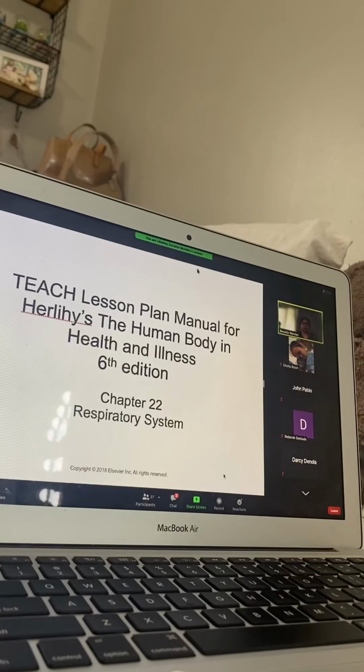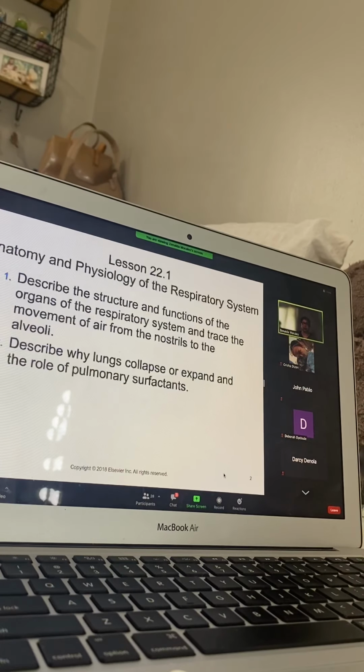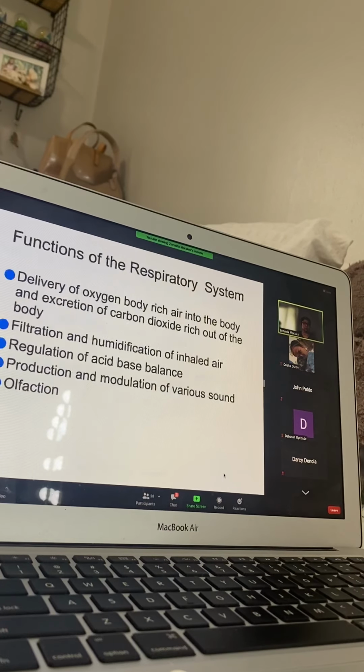We're going to take up the respiratory system, which is chapter 22. So, functions of your respiratory system, I think everyone is familiar with it already. We took this up in your prereq. Some of these are just a review of your prereq, the parts of your respiratory system. So, delivery of oxygen-rich air into the body and excretion of carbon dioxide out of the body.